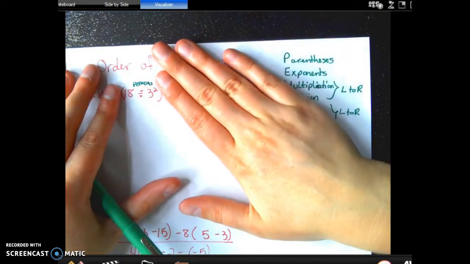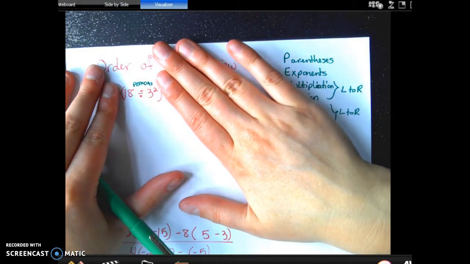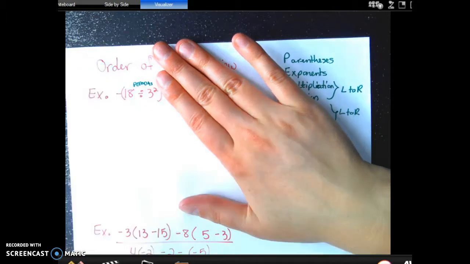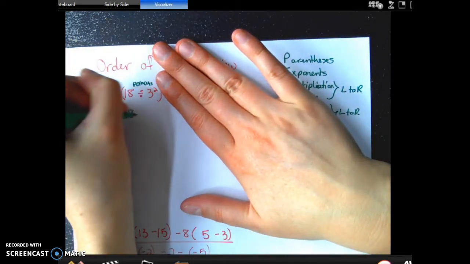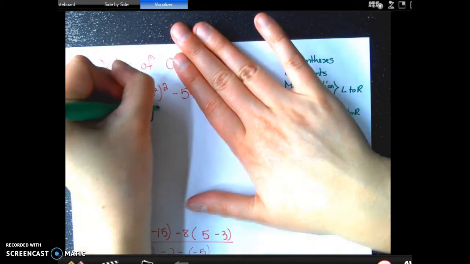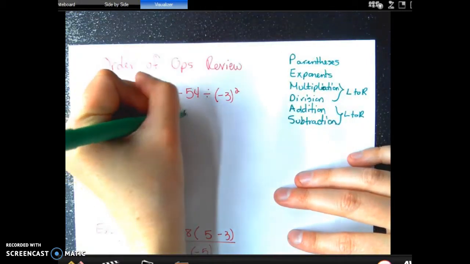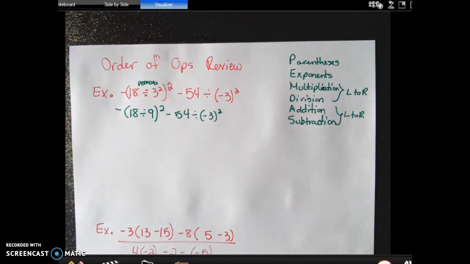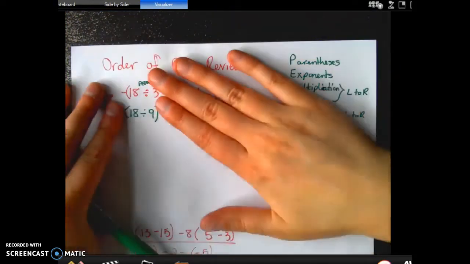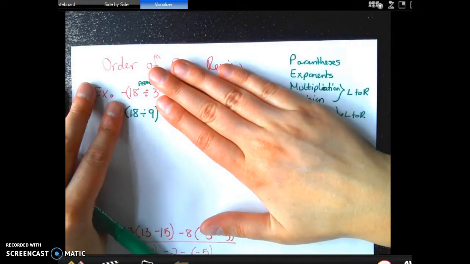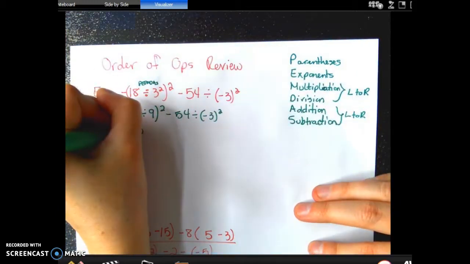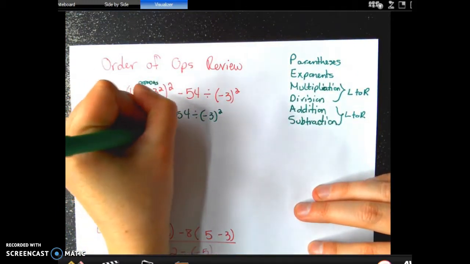So in this problem, we don't have any parentheses inside the parentheses. If we did, we do those first. Then we would do exponents. So here I would do 3 squared, which is 9. And then it's really helpful if you just rewrite the whole problem exactly as it is. That's going to make it easier for you to see what to do next. So again, I can see that I still have parentheses in here. Now I only have one operation to do, which is 18 divided by 9, which is 2. And again, I'm just going to rewrite the whole problem again.